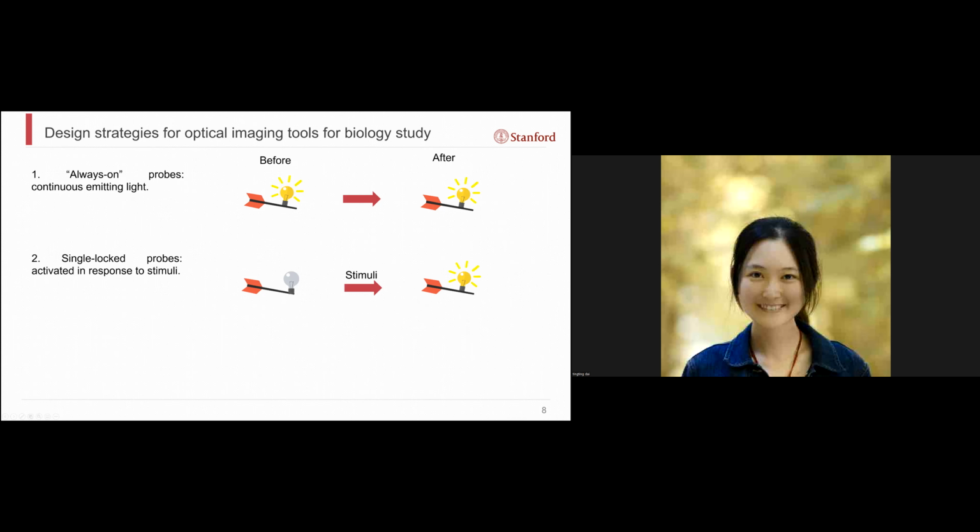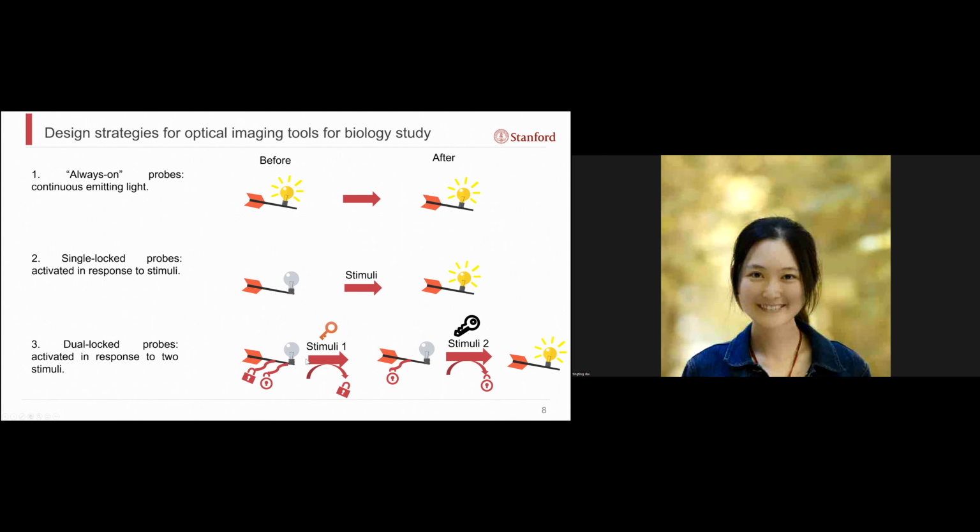This gives you some specificity and sensitivity, but we thought that maybe we can add another layer to this type of design strategy by giving it a double-locked probe, so that encountering only one stimulus is not enough to give the signal, but encountering the second stimulus as well, together they will give the signal. Thus, in this way, we hope to achieve a higher signal-to-background ratio, and also give another layer of selectivity when you detect the bacteria.